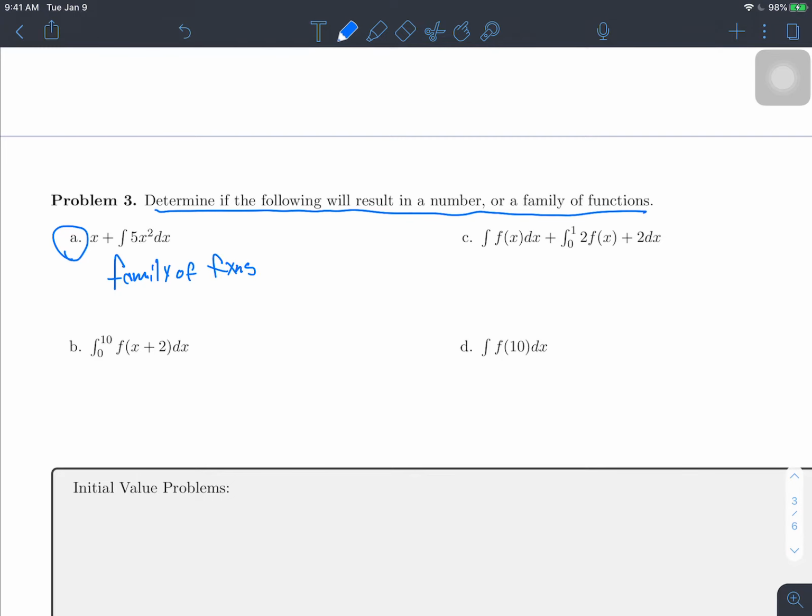If I take a family of functions and I add x, well, if I had like x squared plus c, and then I just take that family of functions and I add x to it, then I get a new family of functions. It's the family of functions x squared plus x plus c.